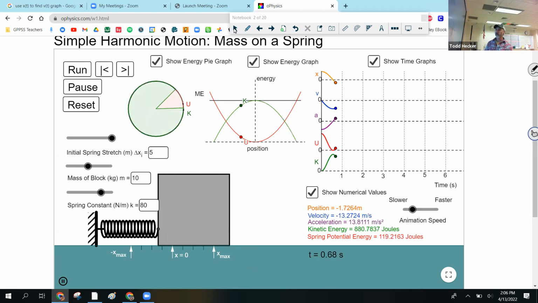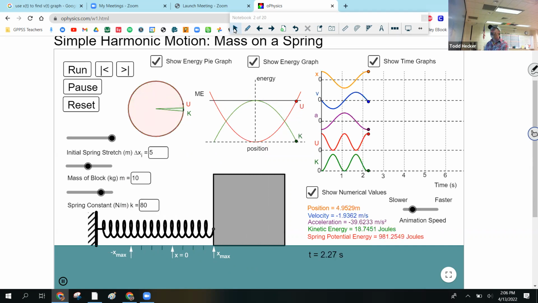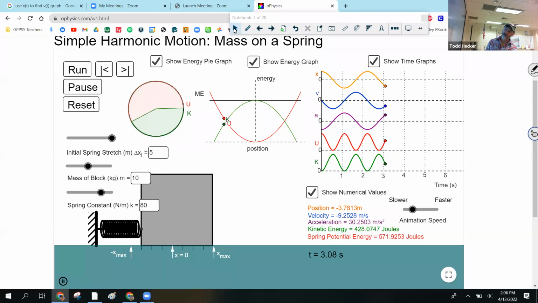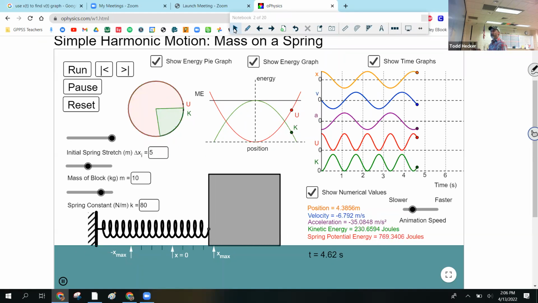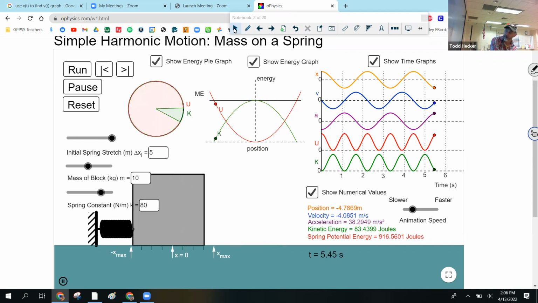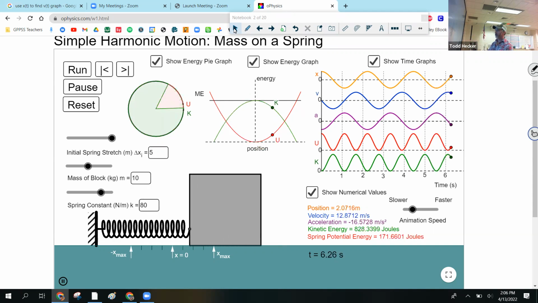Speeds up, slows down, stops. Speeds up, slows down, stops. So it stops at the endpoints, and then it speeds up and slows down, speeds up and slows down.